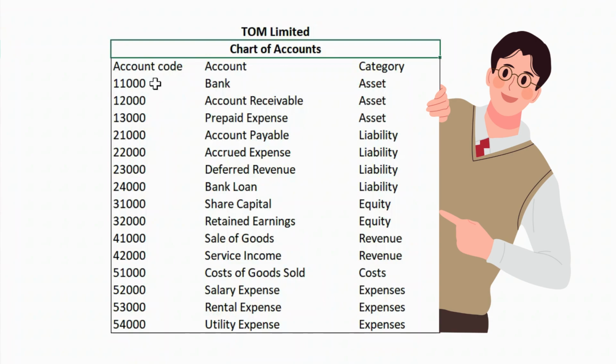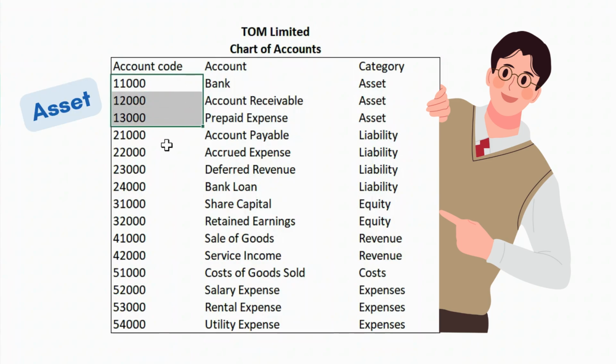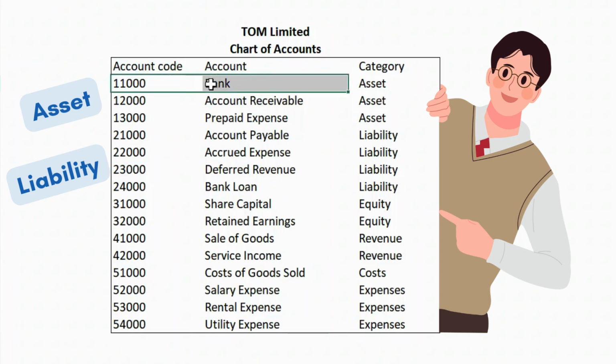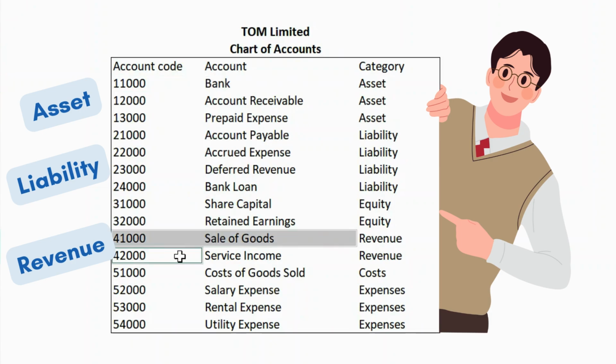Typically, each account is assigned a unique account code. For example, asset accounts might start with a 1, liability accounts with a 2. For instance, bank balance might be coded as 11000, sales of goods as 41000, and service income as 42000.